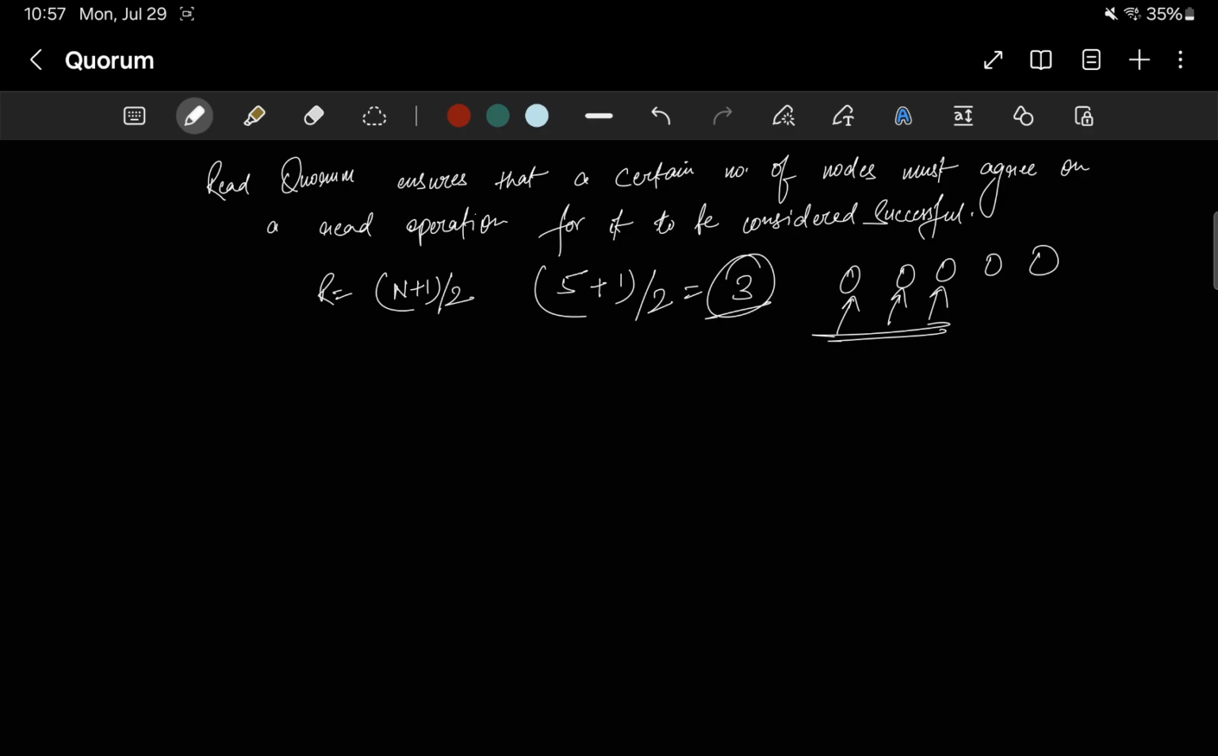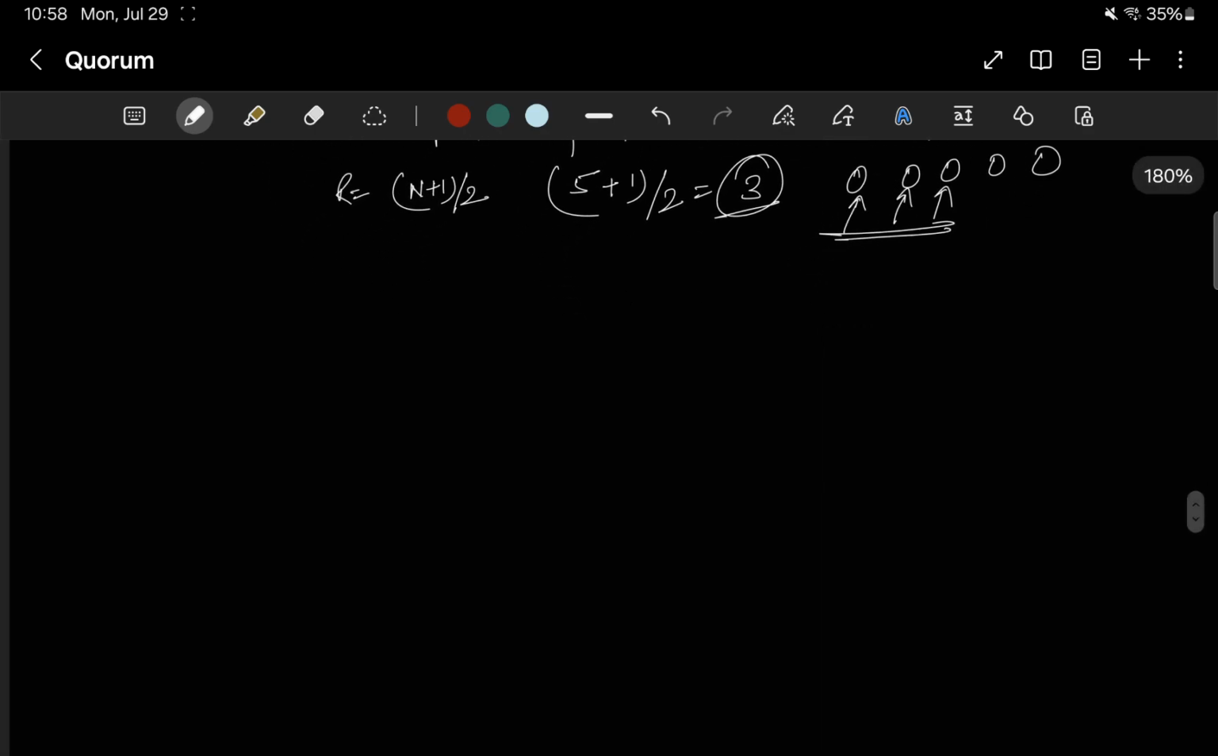Okay. Next, there is something called write quorum. So write quorum says that, again, just like read quorum, write quorum ensures that a certain number of nodes must agree on a write operation.